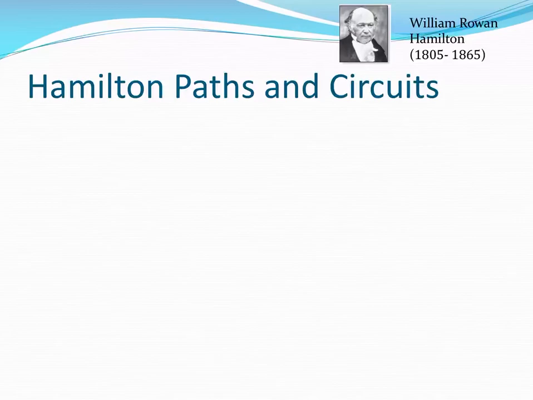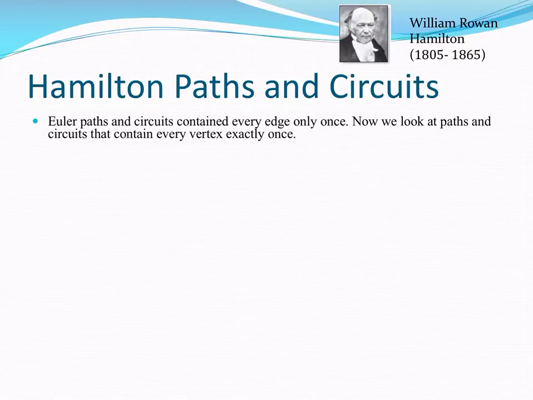Rosen, Discrete Mathematics and its Applications, Section 10.5 on Euler and Hamiltonian paths in circuits. Here we discuss Hamilton paths in circuits. The difference between these and Euler paths is that Euler paths contain every edge in a graph. Here we are only looking at paths that contain every vertex once and only once.